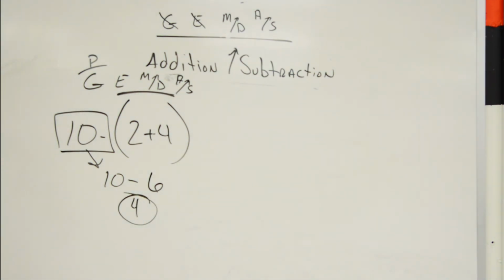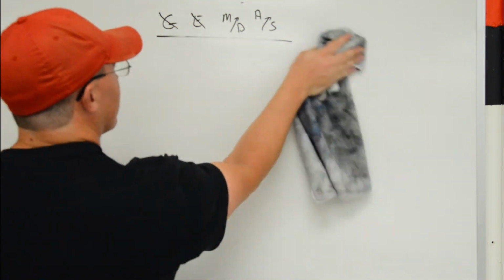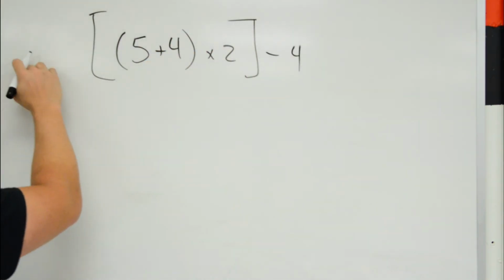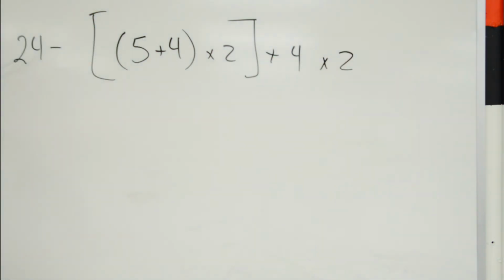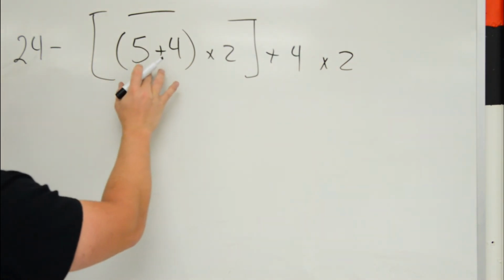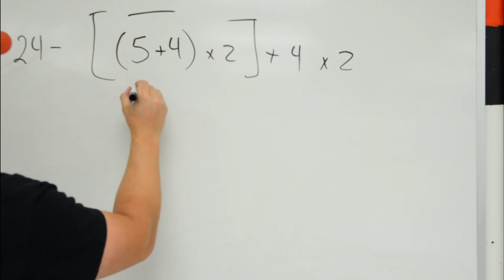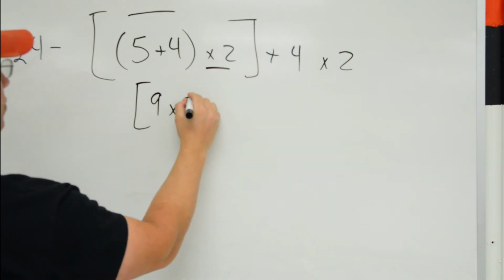Now I'm going to draw up an even bigger problem, that way you can pause it, look at it, and try to solve it yourself. All right, now this is kind of a bigger problem. I just created it off the top of my head, so sorry for the delay. So using GEMDAS, we go inner to outer first, and we have parentheses. We're going to do the addition part because it's in the parentheses, that goes first. So 5 plus 4 gives me 9. Bring everything down, even the grouping symbols, bring down the times 2.